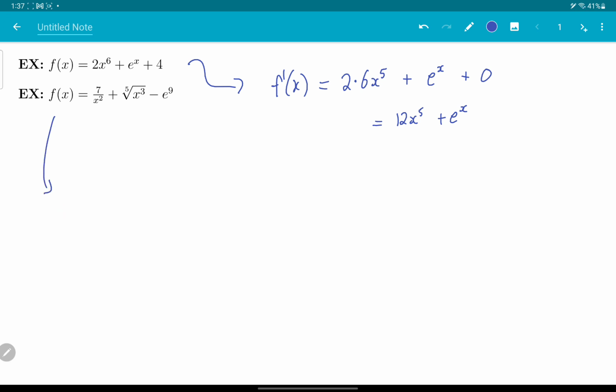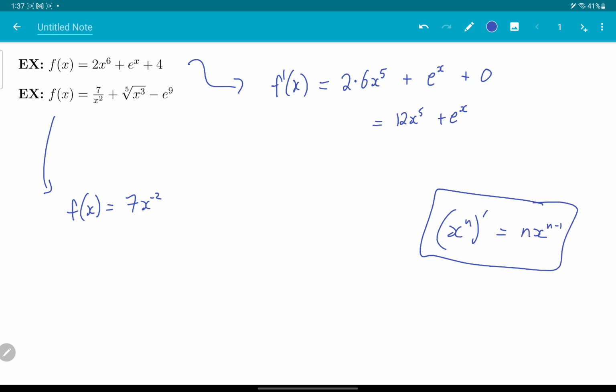Next example. Now, I'm going to rewrite f of x so that I can use my power rule. So I can write it as 7x to the minus 2. Okay, I want to do this because my power rule says something about x to the power of n, not 1 over x to the power of n. Okay, it says this. So I want to use this formula. So I'm going to rewrite this guy like this.